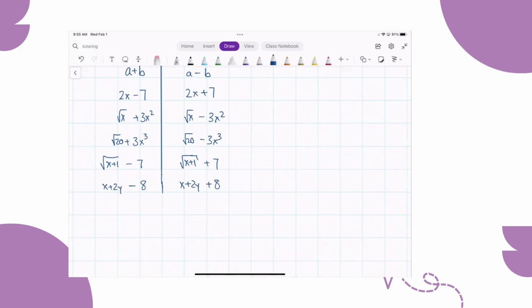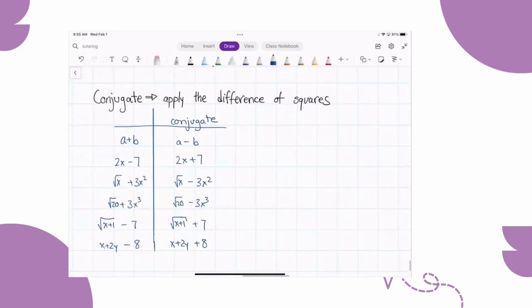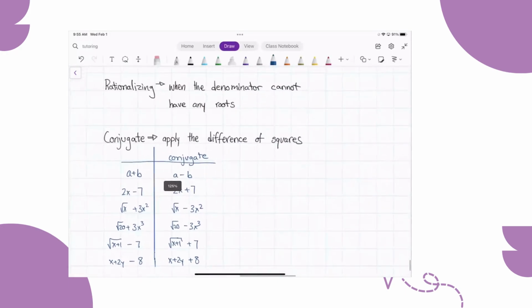Any questions with this? No. Okay. So you understand what rationalizing is? Yeah. You understand what it means by getting the conjugate of something? Uh-huh. Okay.